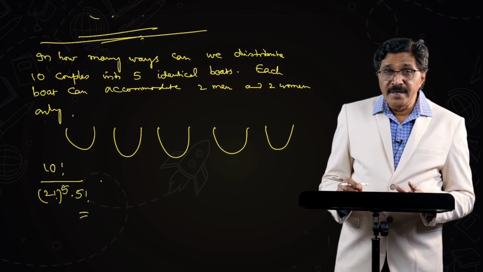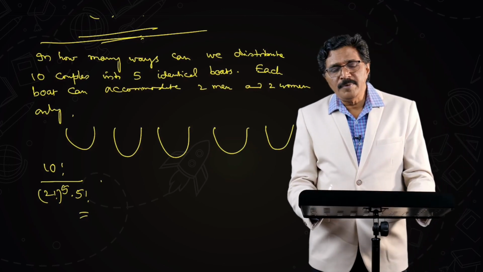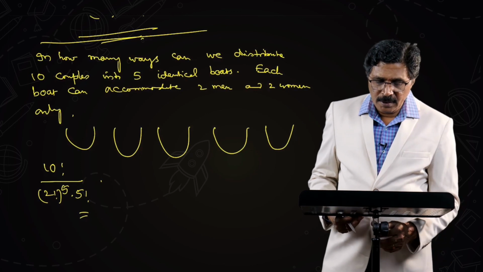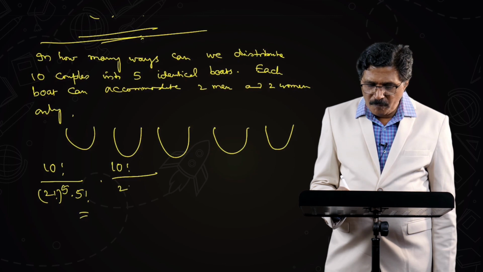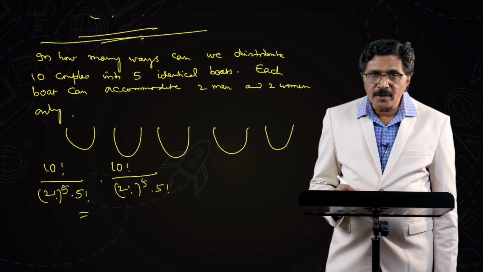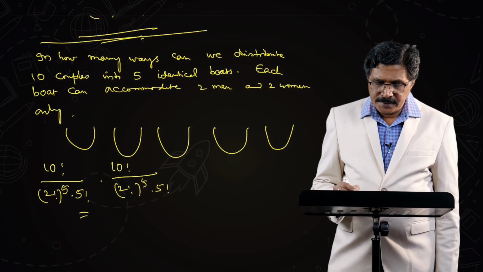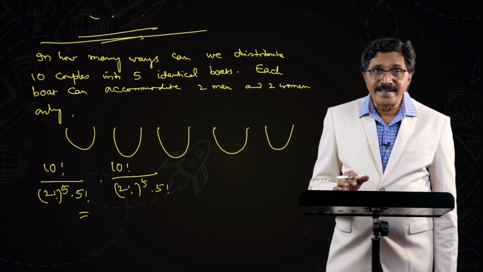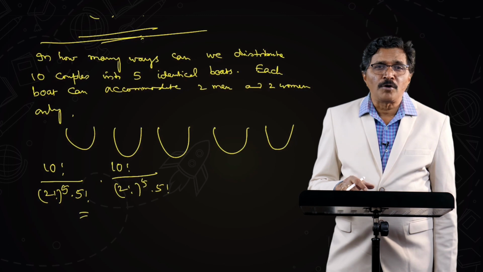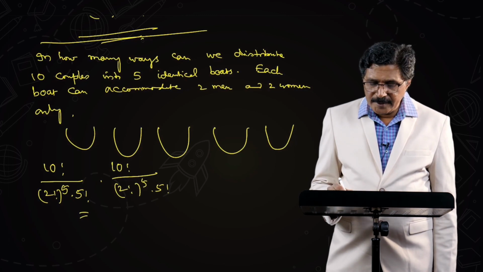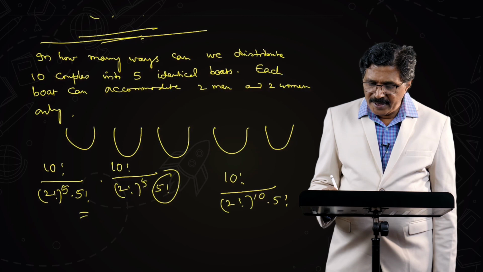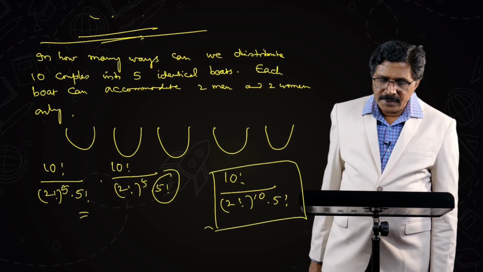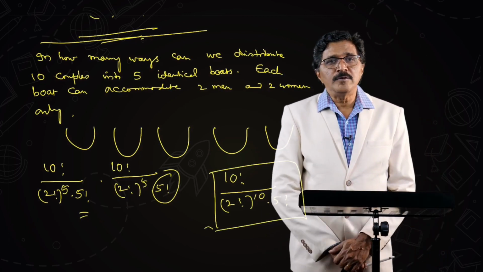Now, in how many ways can we distribute the women? The common mistake that students usually make is that the women also will be distributed as 10 factorial by 2 factorial to the power of 5 into 5 factorial. This is not correct, because the moment you distribute the men, the boats are no longer identical, because by virtue of these people sitting in these boats, the boats have become distinct. So this 5 factorial need not be written. So the answer becomes 10 factorial by 2 factorial to the power of 10 into 5 factorial. In so many ways, we can distribute 10 couples into 5 identical boats.